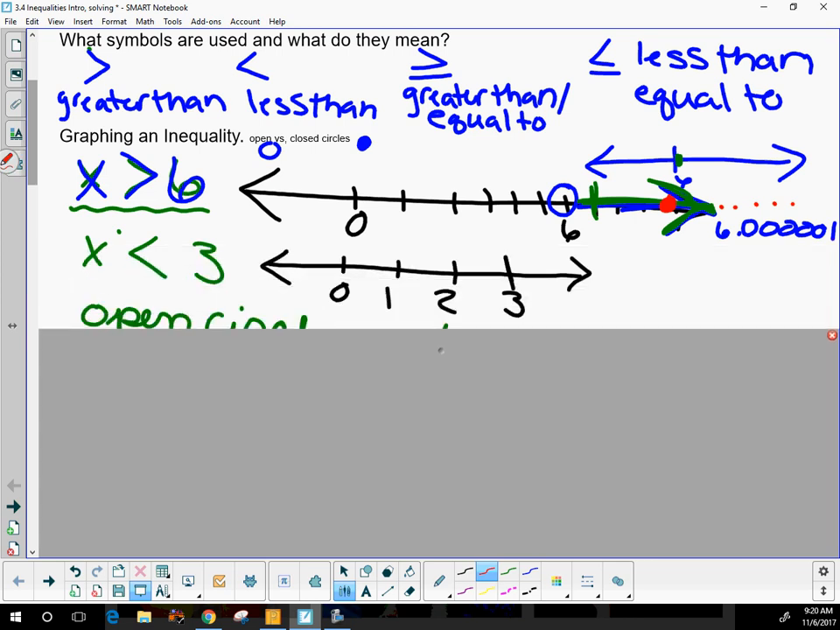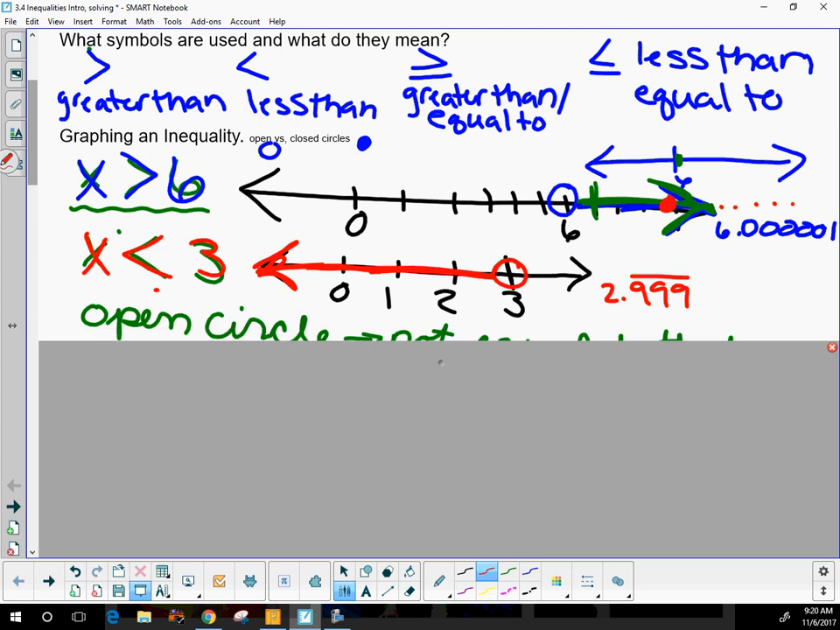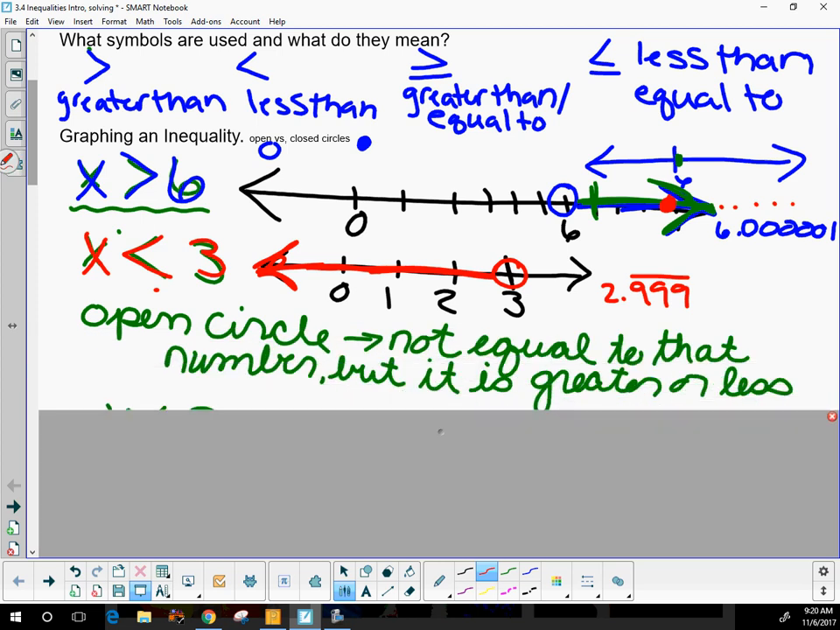And another one, X is less than 3. Same idea. Now, it's not included. It doesn't say that X could be equal to 3, so we're not going to include it in our circle. We're going to show that our ideas start at 3. And this could include 2.999 repeating, just about as close as you can get, but it doesn't include the number 3 right up next to it. That is what is called an open circle. It's not equal to that number, but it is greater than or less than it. So that's what we want to base our answer on.